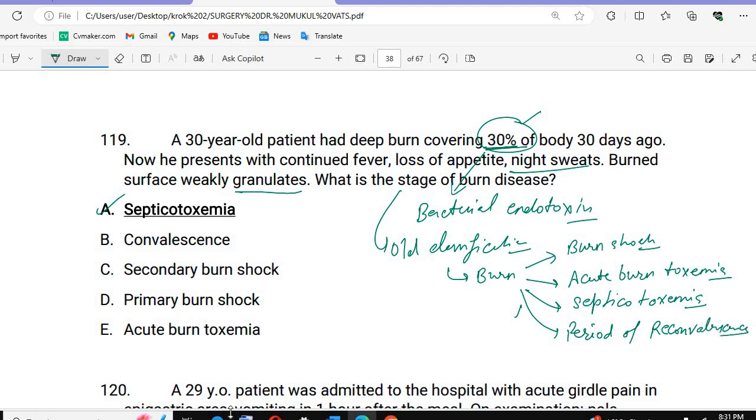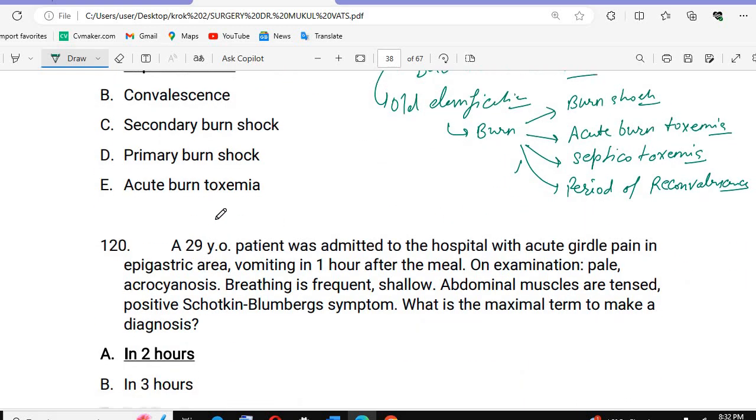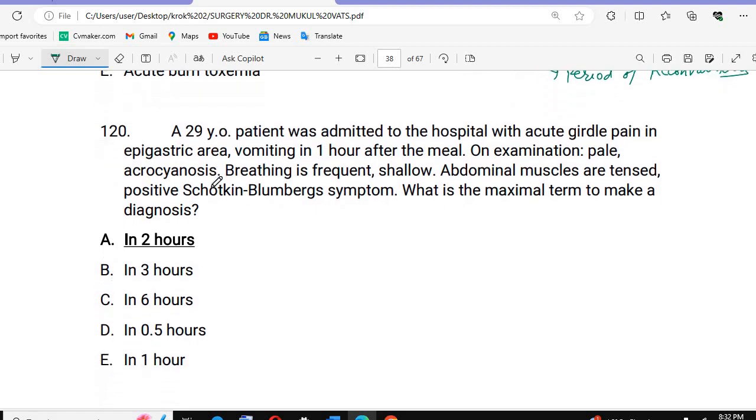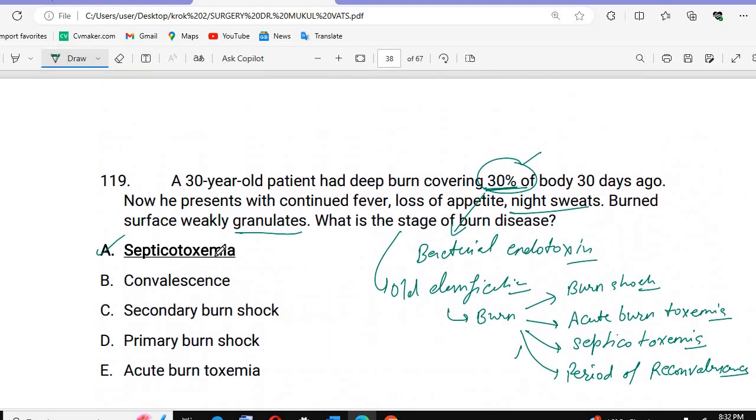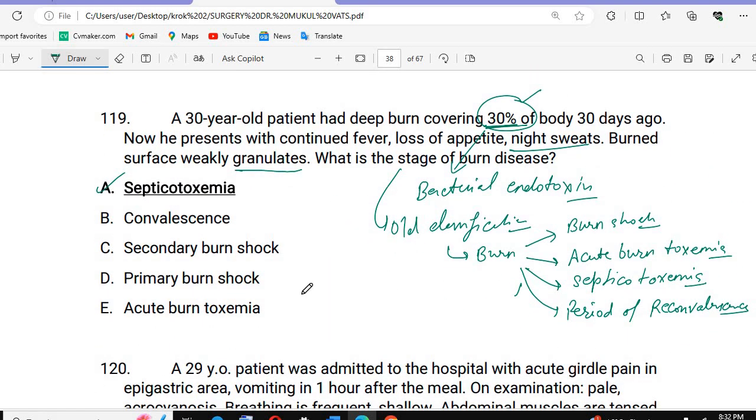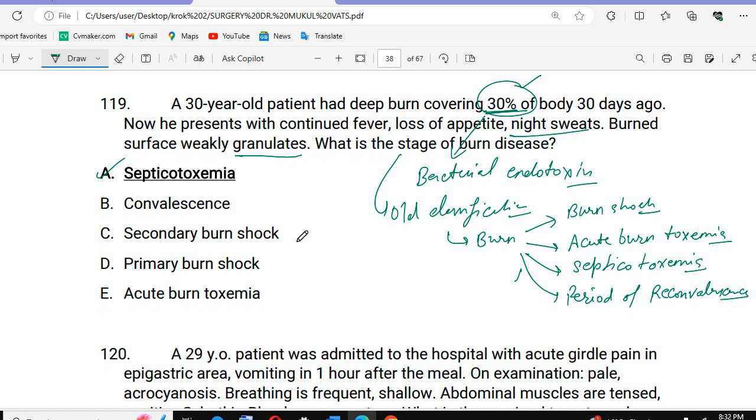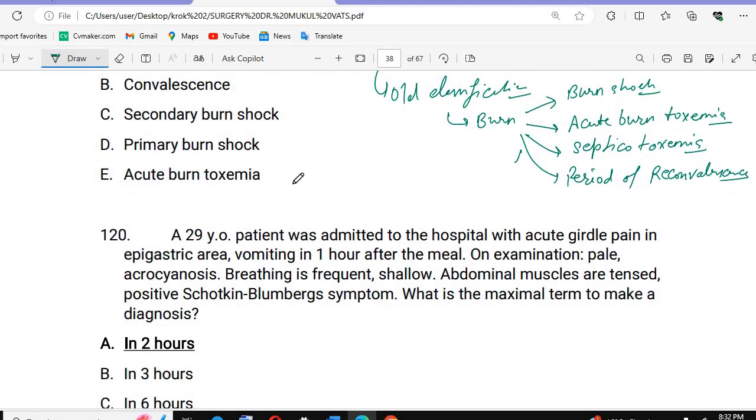Okay, so remember, if any deep burn is there, there will be involvement of the toxic surface or endotoxins, and that will lead to septicotoxemia. The burn stages we discussed are the important ones. But this one, I hope, will not be repeated. Other than the same question being repeated, it will not be repeated. But a question can be asked from what we studied in our pediatric class.